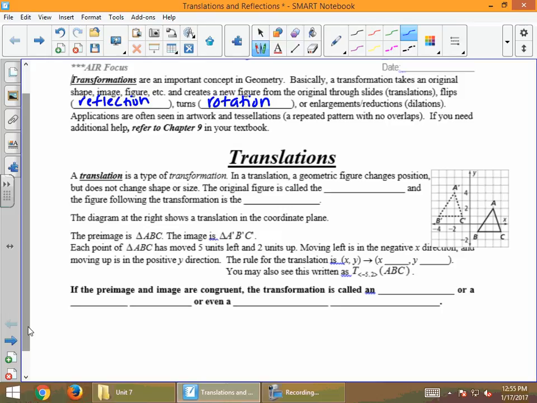The original figure, so the image you start with, is called the pre-image. Whenever you're starting it, whatever figure or shape you start with, we call the pre-image. And that figure, after you do your transformation, is called the image.